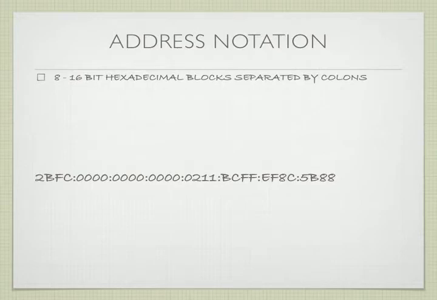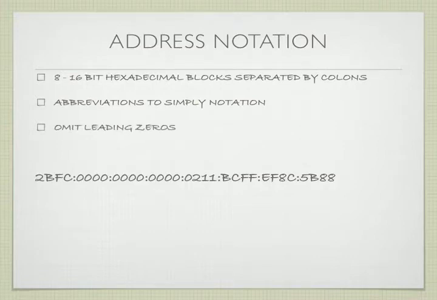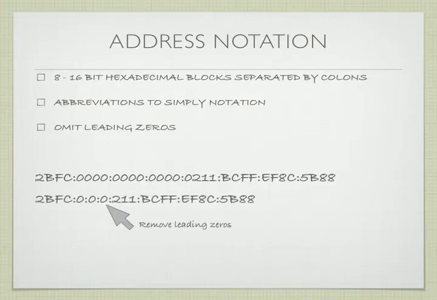There are some shortcuts we can use. We have some abbreviations to simplify this notation. For starters, if there's a leading 0, they can all be eliminated. So that brings that address down to this. You only need to put 1 0 instead of 4 zeros, and we drop the 0 before the 211. And so now we have a much shorter IPv6 address noted with dropping leading zeros.